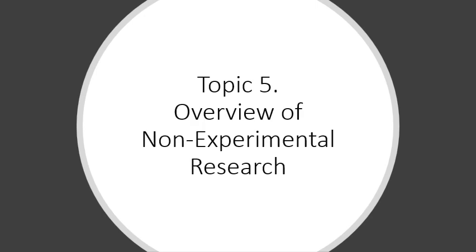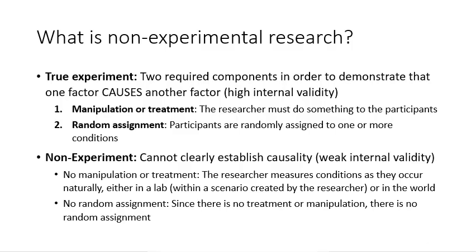This begins Topic 5, our overview of non-experimental research. So what is non-experimental research? Well, first, remember that a true experiment has two required components. There are two things that have to be present in order for it to be a true experiment. In other words, in order for it to determine that one factor causes another factor.